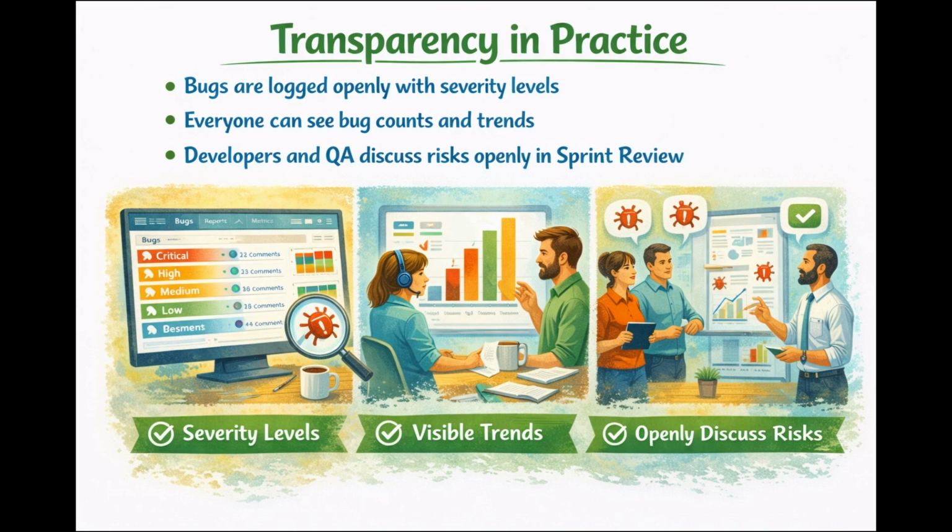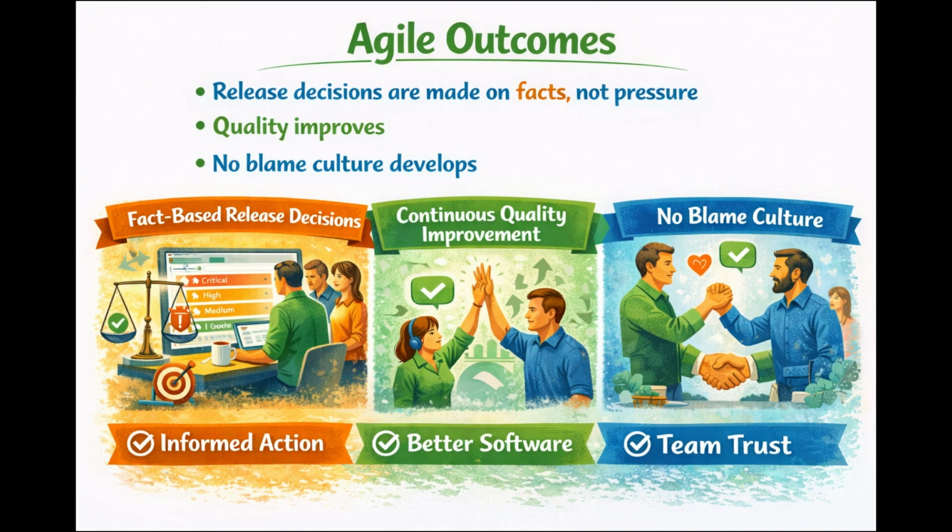Transparency in practice: bugs are logged openly with severity levels. Everyone can see bug counts and trends. Developers and quality assurance discuss risks openly in sprint review. What will be the outcome of these practices? Release decisions are made on facts, not pressure. Quality improves. No blame culture develops.